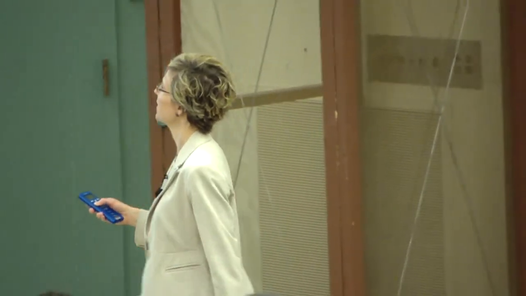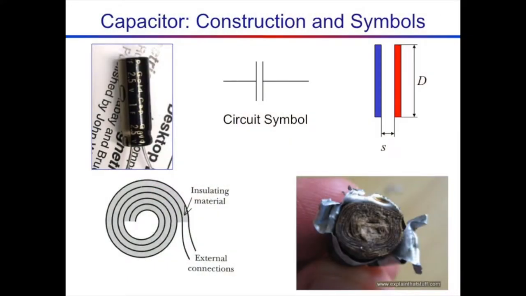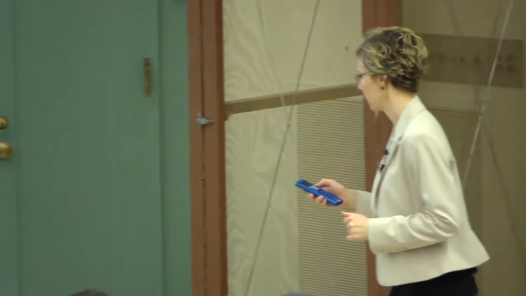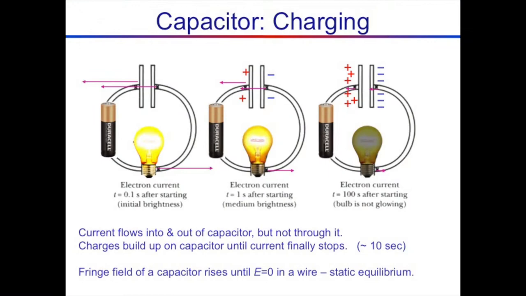So the circuit symbol looks like this, and we're thinking again of a particular distance between the metal plates, s, and a particular area of the face plates. Losing the words there. Okay, so the area on the capacitor itself. So I want to think first about charging a capacitor, but actually it's much more fun if we just do the experiment here.